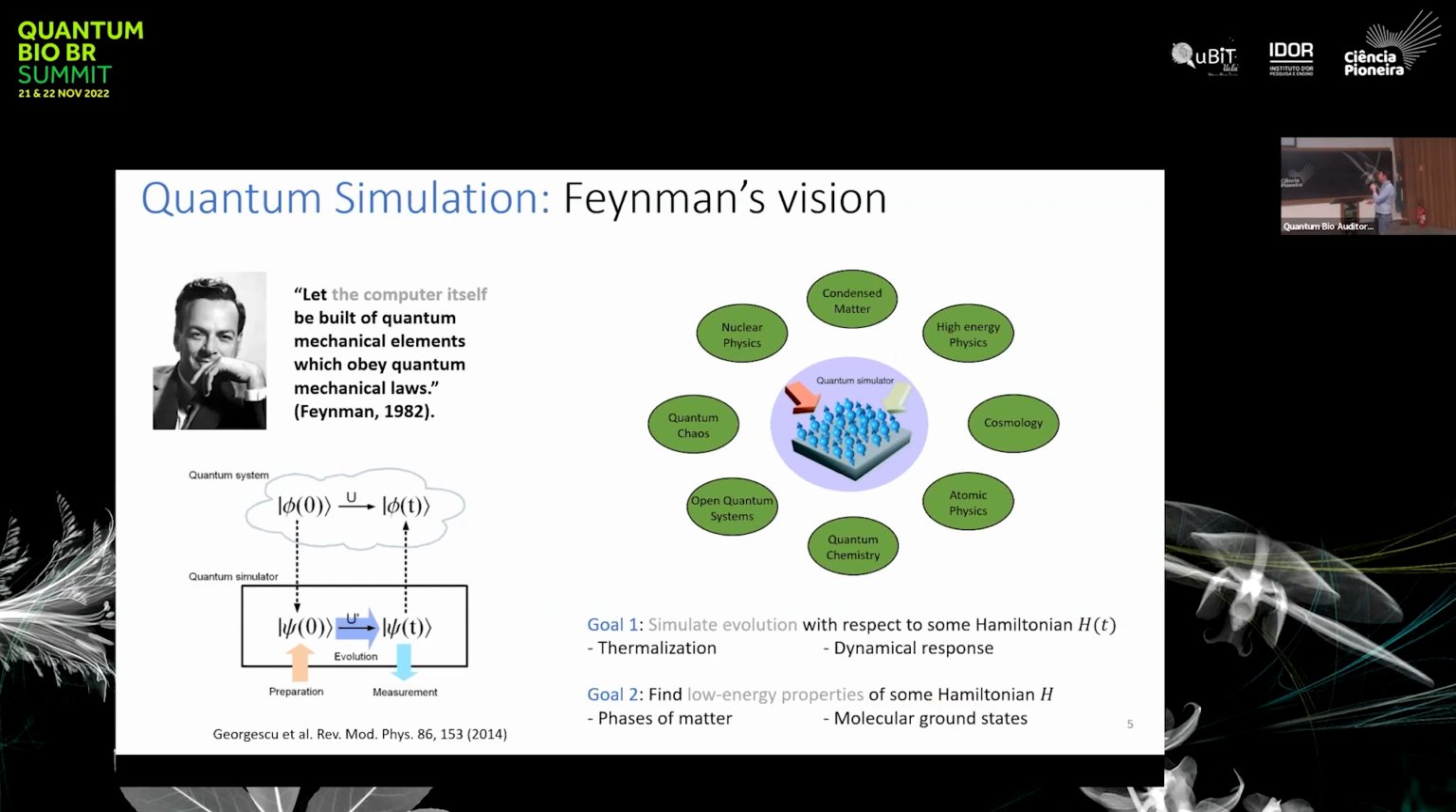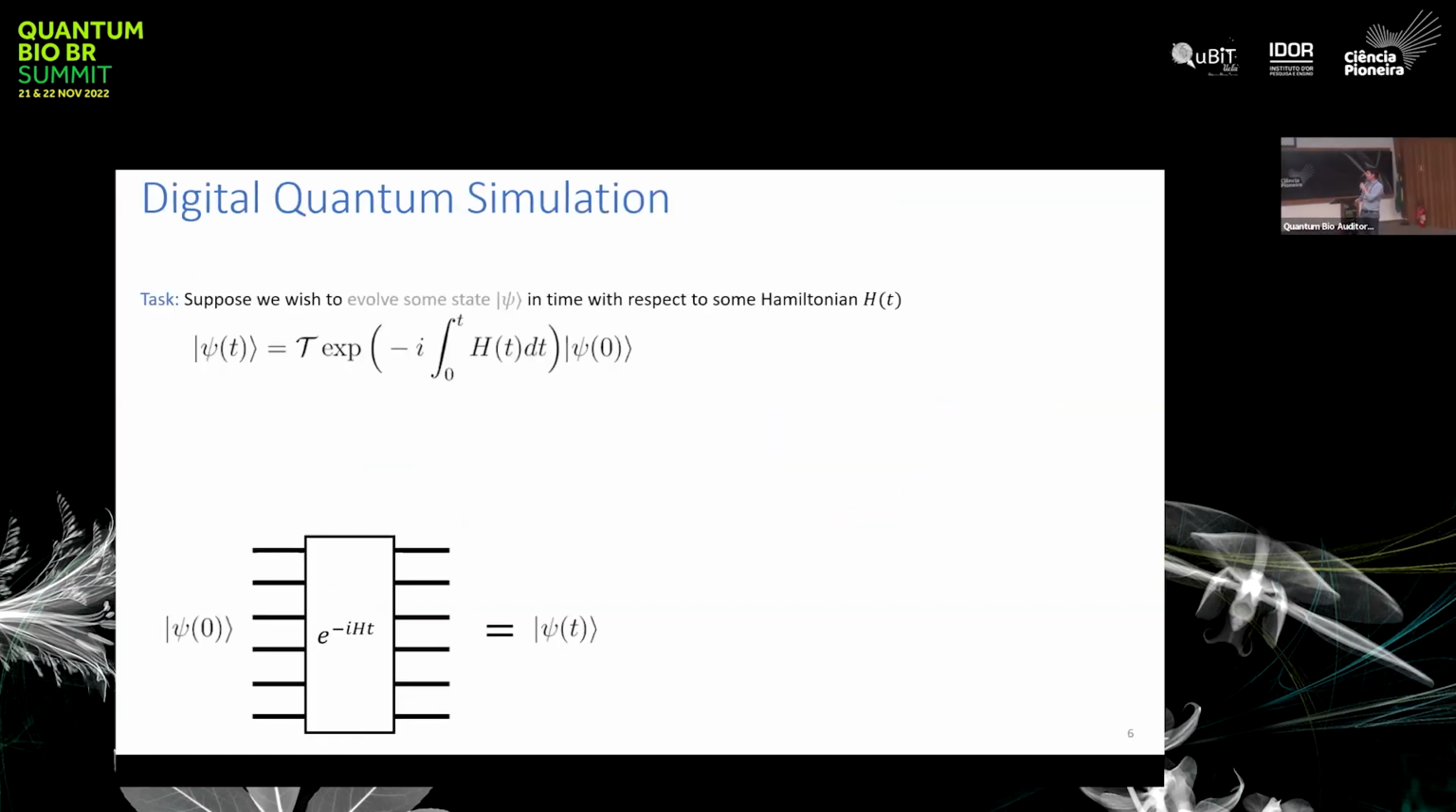There are two ways to perform quantum simulations. The first, and probably the most well-known in the community of quantum computation, is the so-called digital one. Suppose that we start from a certain quantum state at time equal to 0, and we want to obtain the quantum state of our quantum mechanical system at time t.